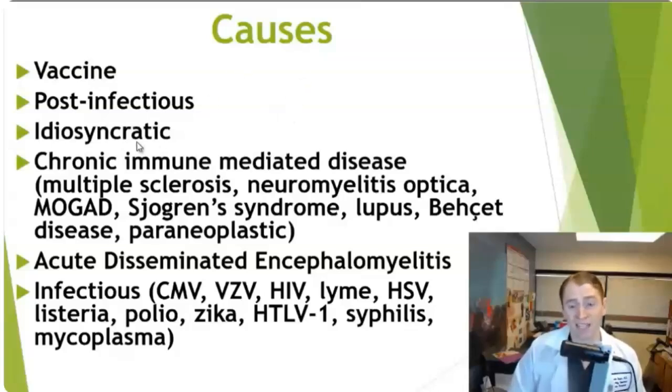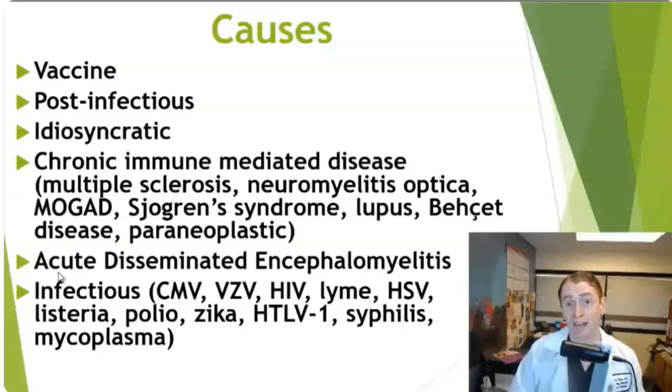Sometimes it can be part of a chronic disease, the most common by far being multiple sclerosis, but it's also associated with other autoimmune diseases of the nervous system, such as neuromyelitis optica or myelin oligodendrocyte glycoprotein associated disease, or MOGAD, or sometimes it can be associated with another systemic autoimmune disease, such as Sjogren's syndrome, lupus, or Behçet's disease. There's a disease called ADEM, or acute disseminated encephalomyelitis, where you get inflammation of the brain and spine spontaneously, more common in children.